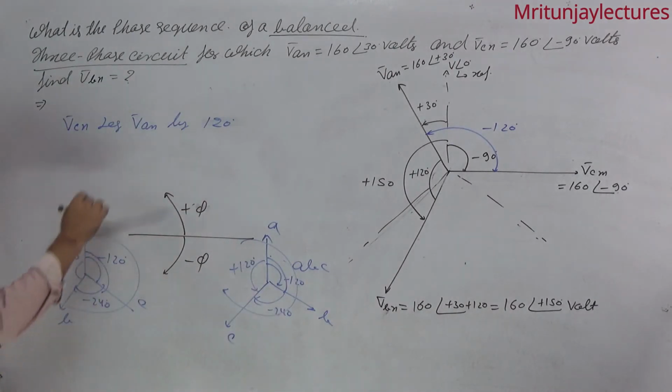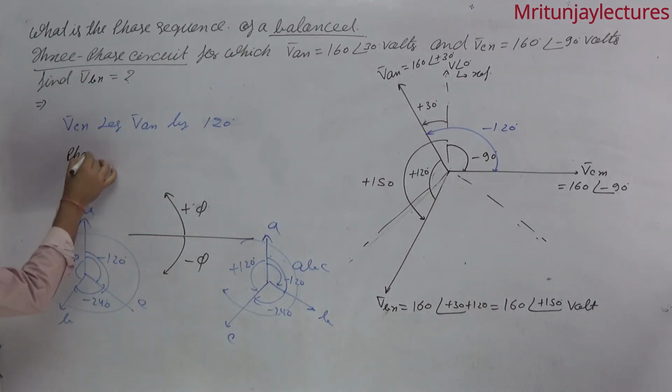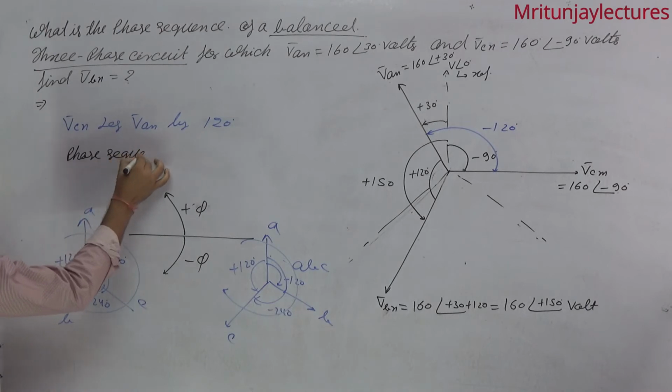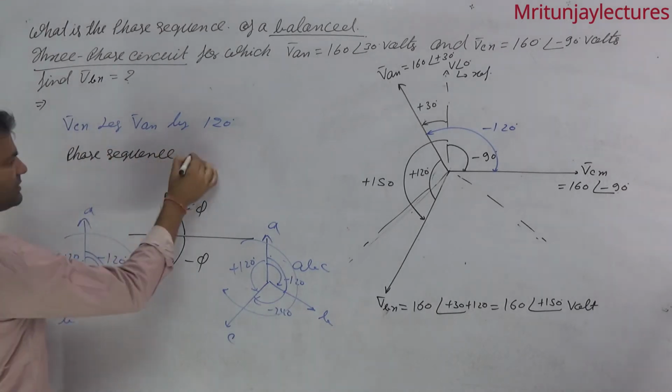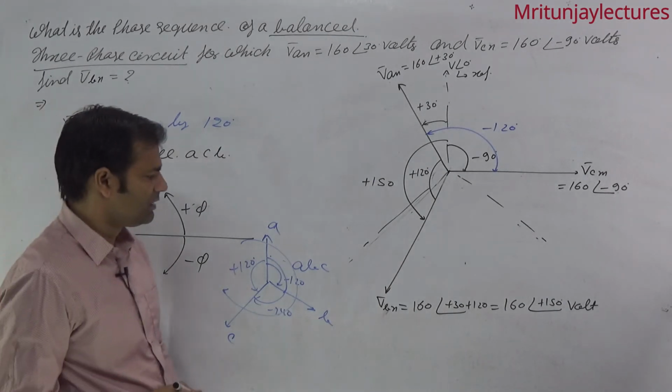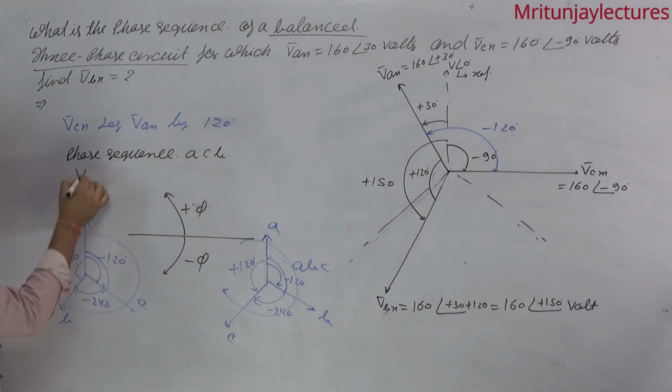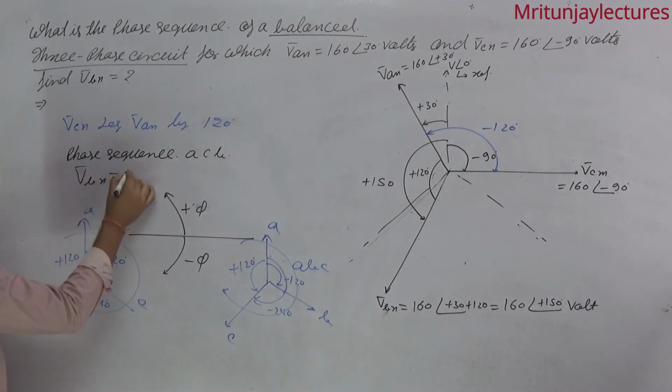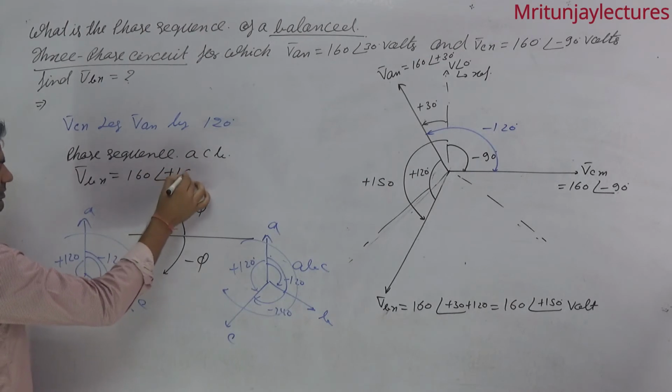And what about the phase sequence? The phase sequence is ACB. Okay, that is ACB. Clear? And what about VBN? This one is 160 at the angle plus 150. Clear?